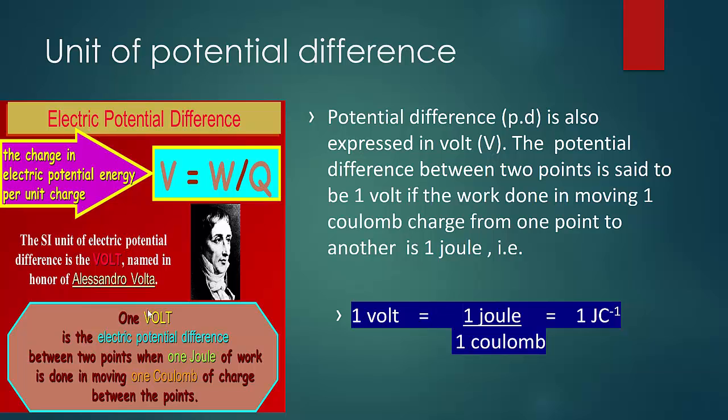Now, what is the unit of potential difference? As I have already said, it is a voltage difference, so the unit is volt. Potential difference is also expressed in volt. The potential difference between two points is said to be 1 volt if the work done in moving 1 coulomb of charge from one point to another is 1 joule. So 1 joule of work for 1 coulomb of charge will give a potential difference of 1 volt. This was named after the scientist Alessandro Volta.